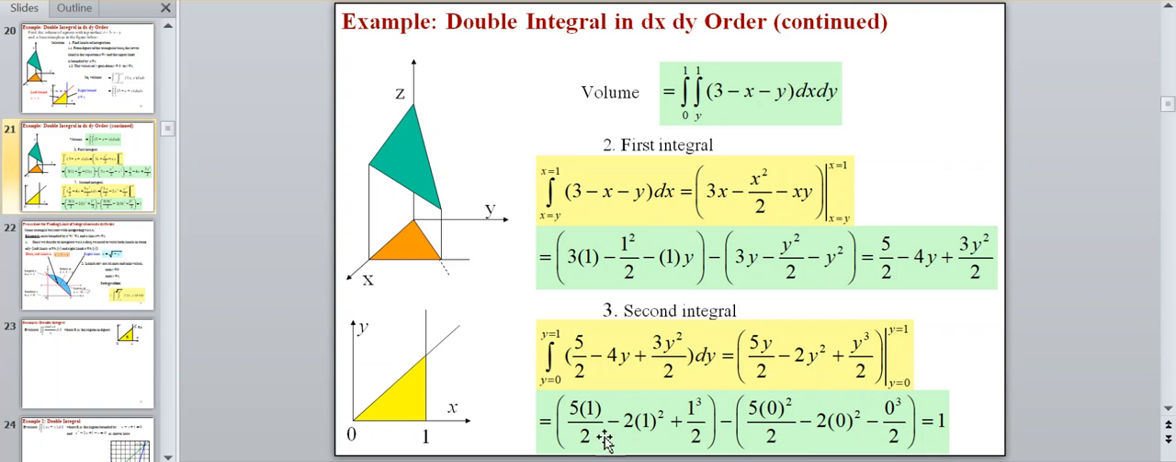So you can see here, 5 over 2 minus 2 is 1/2, plus 1/2 is 1. You can see, of course, the same answer for the volume, and of course non-negative.